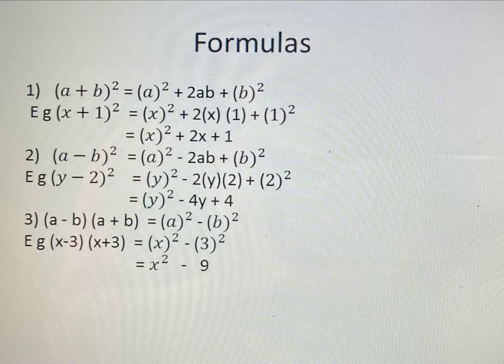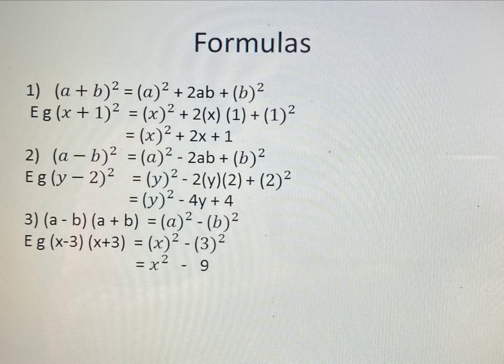Next identity is a minus b whole square, that is equal to a square minus 2ab plus b square. For example, y minus 2 whole square, here a is equal to y and b is equal to 2. So a square will be y square, minus 2ab, that is 2 into a is y and b is 2, plus 2 whole square, that is equal to y square minus 2 into 2 is 4, so minus 4y plus 2 square is 4.